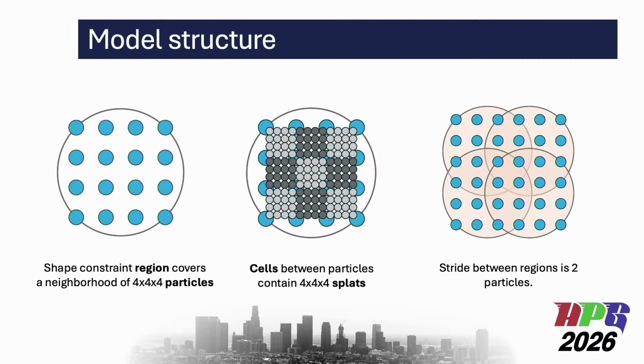Our lattice of shape constraints is defined over 4x4x4 regions of particles. 64 particles in 3D is a multiple of common GPU subgroup sizes, which is no coincidence. Likewise, we embed 64 splats into the cells between regions, or between particles. The stride between adjacent regions is 2 particles in each direction, so each particle can belong to up to 8 regions.